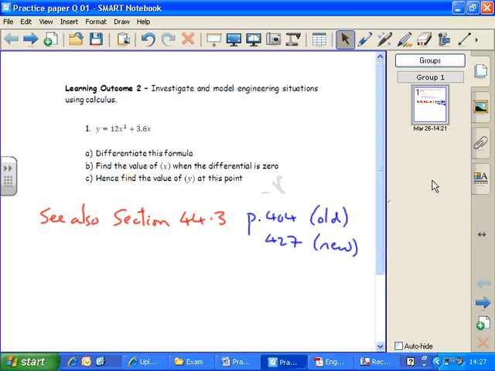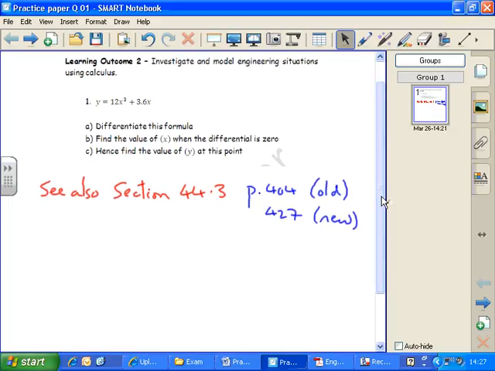So year 1 practice paper question number 1. See also section 44.3 in the textbook, page 444 in the old one, 427 in the new. This question is all about differentiating the formula and then finding the values of x and y at that point. So part A says differentiate the formula.